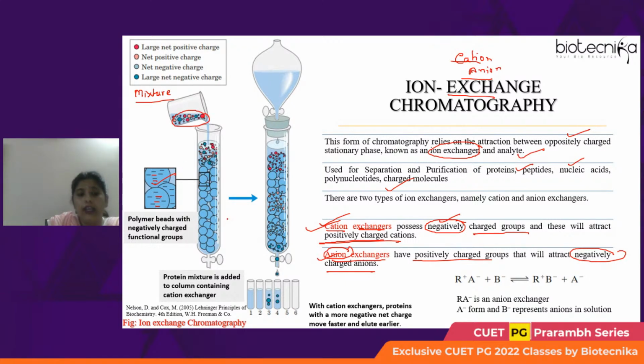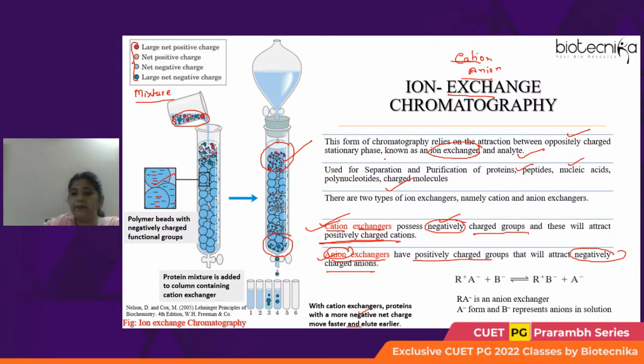In the cation exchanger, the proteins with the more negative net charge move faster and elute earlier. Why? Because we have negatively charged beads, which will attract positively charged cations. Just see the dots here, they represent the different charged proteins. You can see that the negatively charged proteins are eluting first, and those which have positive charge, because the matrix has negatively charged groups, will attract positively charged cations, so they will be eluted later.